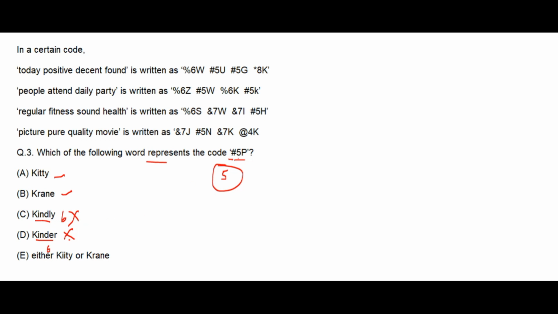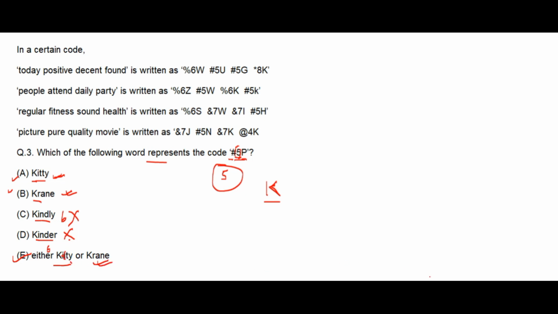Now 5 represents the number of alphabets, and P represents the reverse alphabet of the first letter. So the first letter will be what? K. Whatever the word is, it will start with K. So we have options A and B remaining. Here again this is 5 alphabets and here also 5 alphabets, and in both options it starts with K. So we can't say with 100% surety that crane will be our answer. So what will be our correct option? Option number E. Either it will be kitty, or it will be the crane.